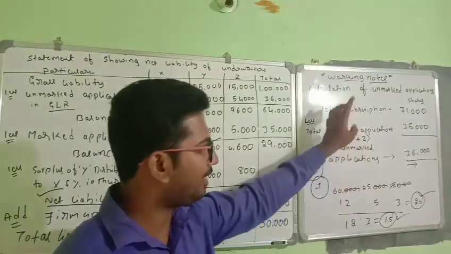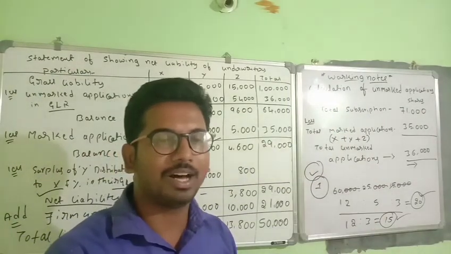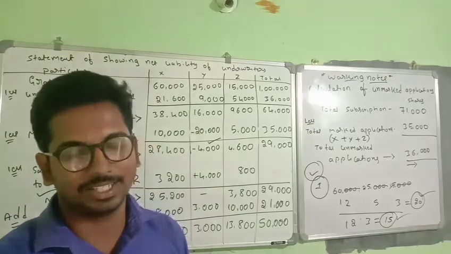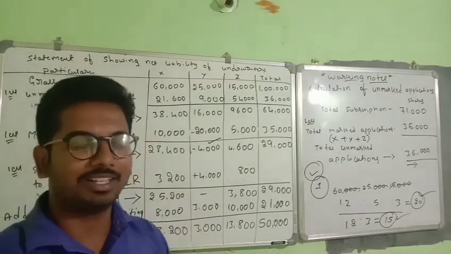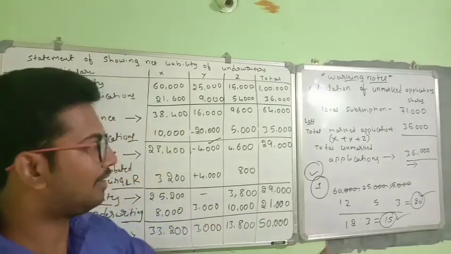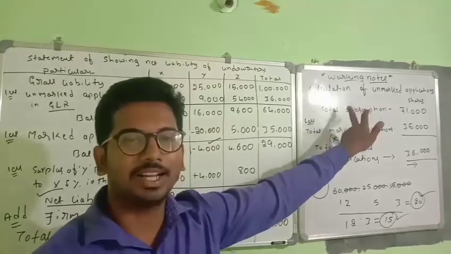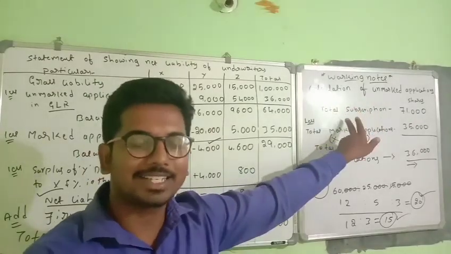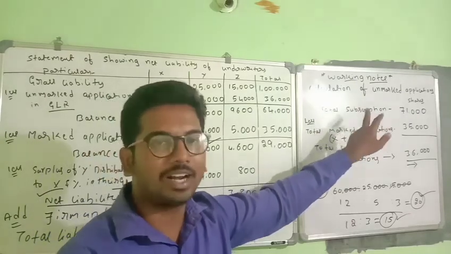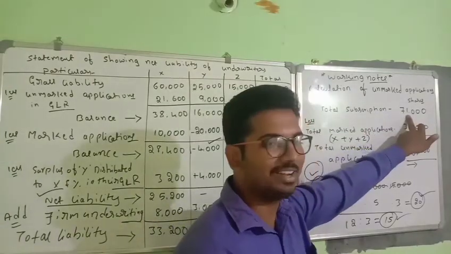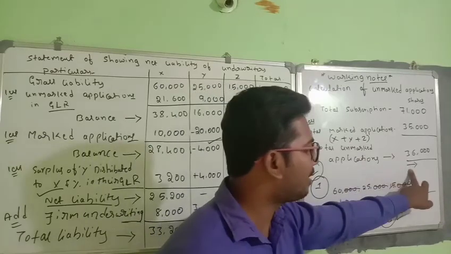First, we classify how to treat the firm underwriting. Either you treat it as on par with unmarked applications or marked applications. In the absence of any information in the question, you can treat it as on par with unmarked applications. In that case, what is the total subscription in the question? For that, you should add firm underwriting. In case the question itself gives the total subscription including firm underwriting, you can directly take the final value, less marked applications of X, Y, Z, and you get unmarked applications.